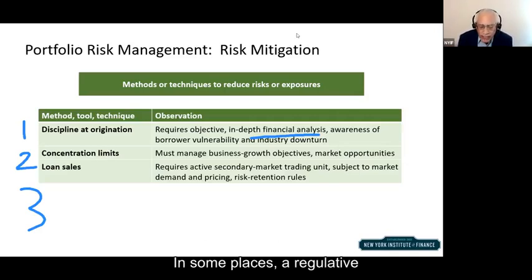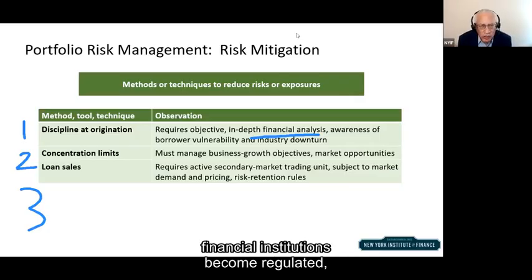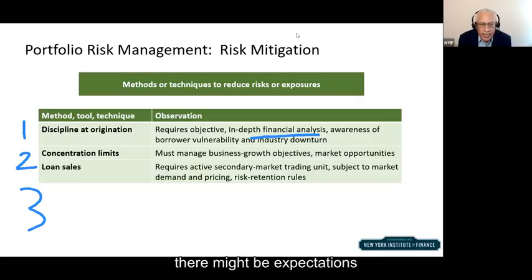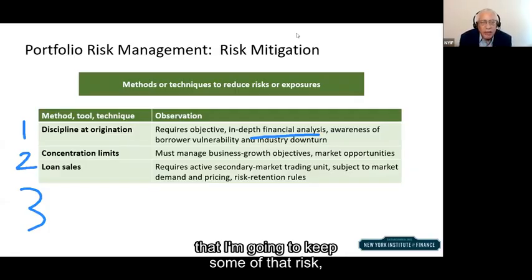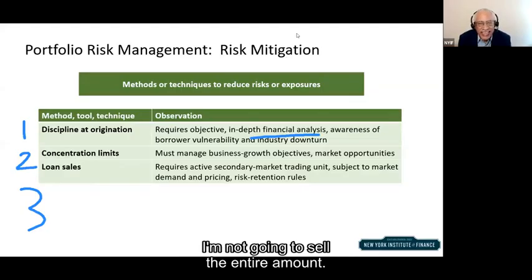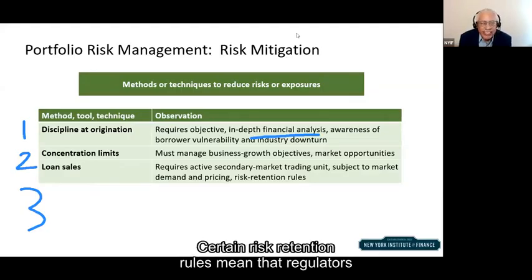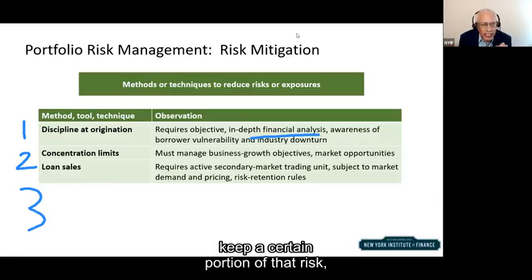Now that's going to be subject to market pricing, market demand, and what we call risk retention rules. In some places, if I'm a bank or a financial institution, so if I'm regulated, there may be expectations from a regulator that if I make a loan for 100, I'm going to keep some of that risk. I'm not going to sell the entire amount. Certain risk retention rules mean that regulators expect you to keep a certain portion of that risk, let's say 5% in this particular case.